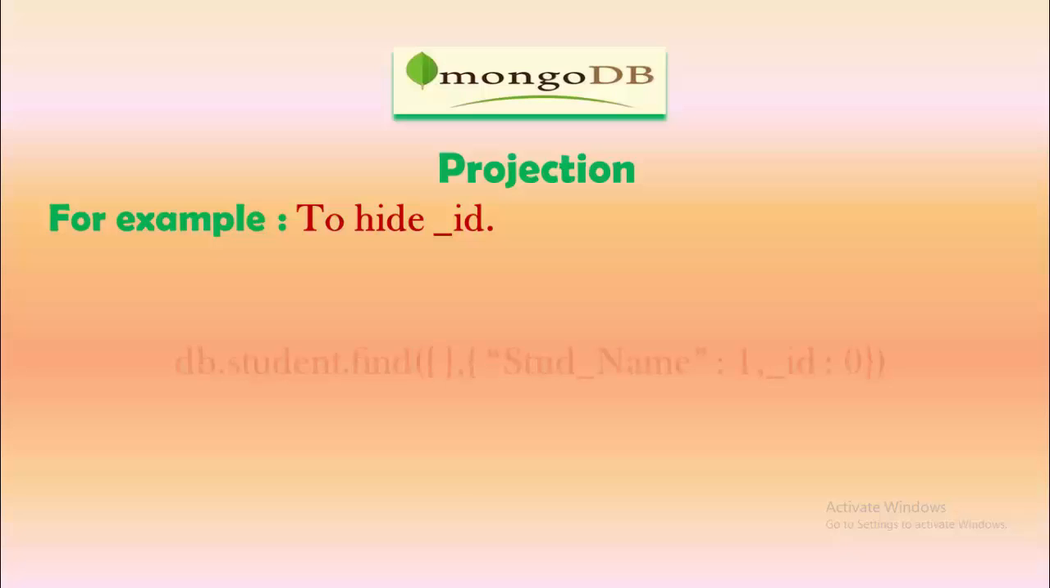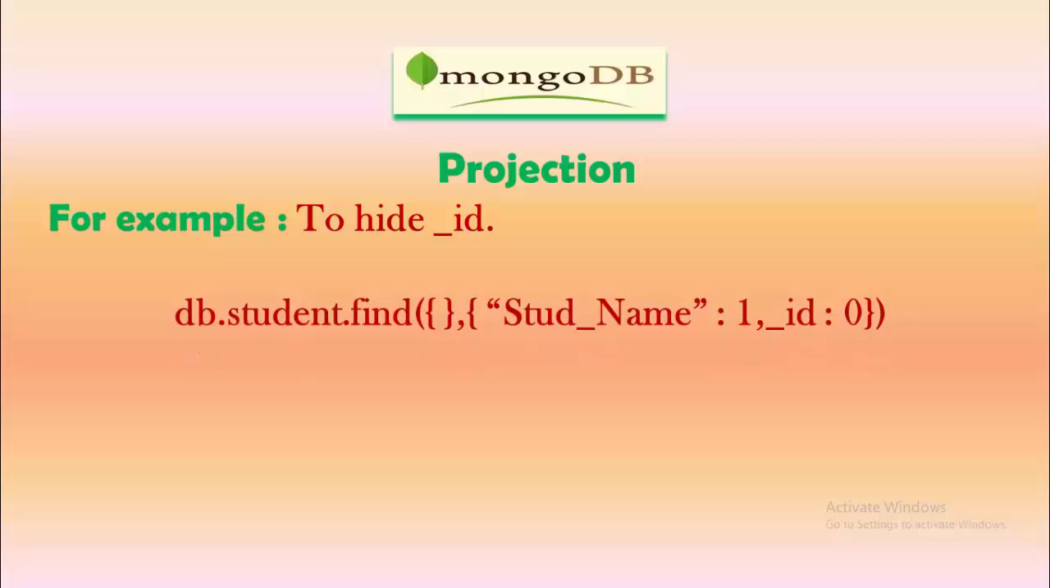So how to do it now? db.student, that means the collection name, .find, in bracket, the first is empty, that is the selection criteria is not there. Then in the second option, as you can see, student name: 1, that means we only want to show the student name field and we want to hide the _id. So we have given it a value 0. And this is how we can explicitly hide the _id field.